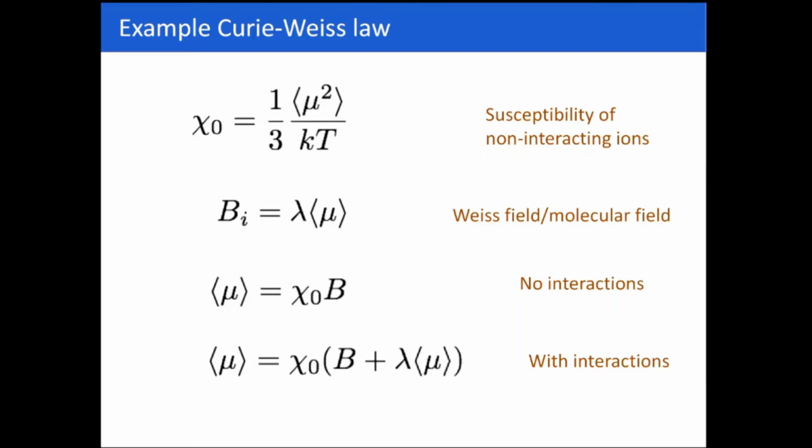So a simple example of mean field theory is the Curie-Weiss law for ferromagnetism. Here we're thinking of a set of sites. I'm just going to draw a one-dimensional system here. Here's some sites, and each one might have a spin on it. For simplicity, this might be a spin-half system where you have two possible states, spin up and spin down.